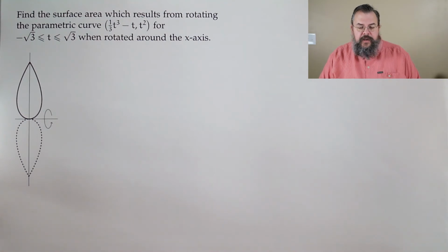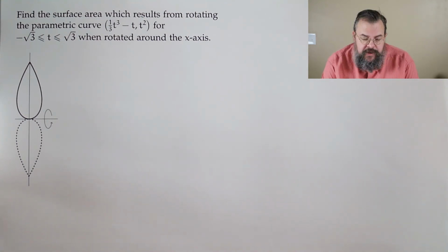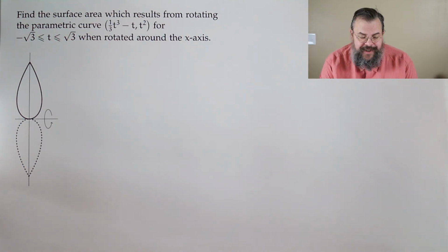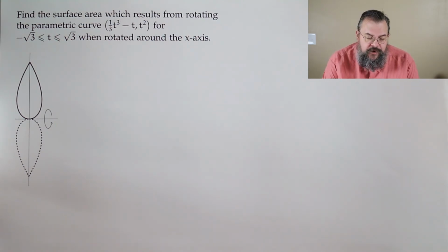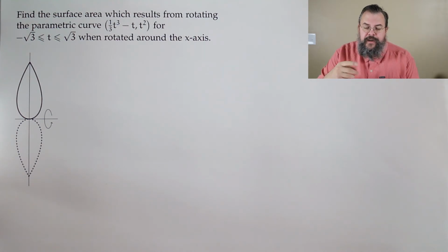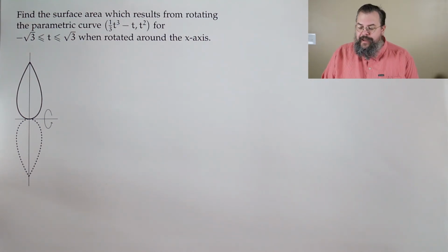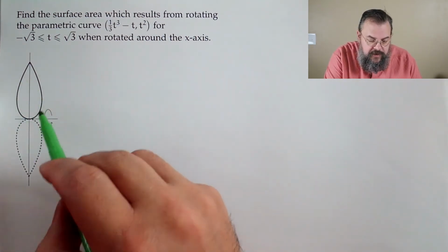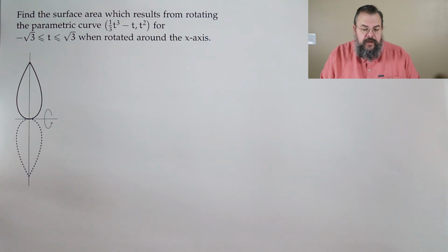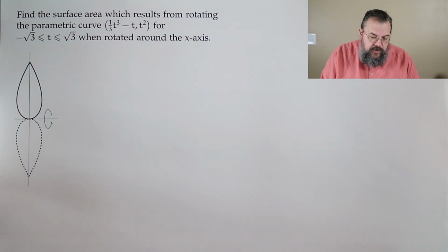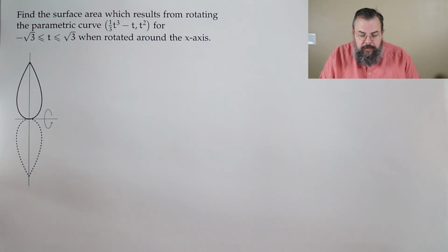Find the surface area which results from rotating the parametric curve one-third t cubed minus t, comma, t squared, for minus root 3 less than or equal to t, less than or equal to root 3, when it's rotated around the x-axis. And so what's the curve? Well, it's this curve right here.